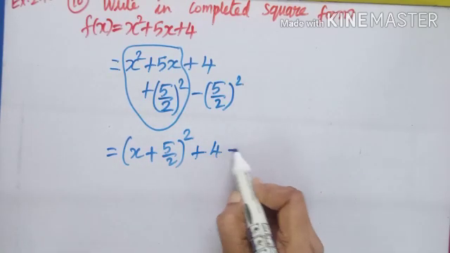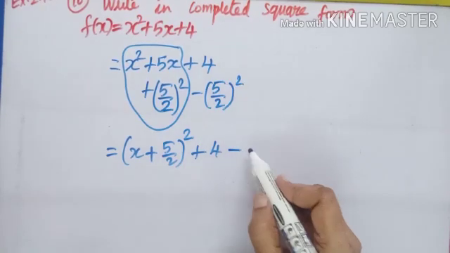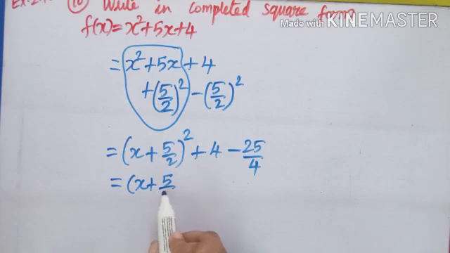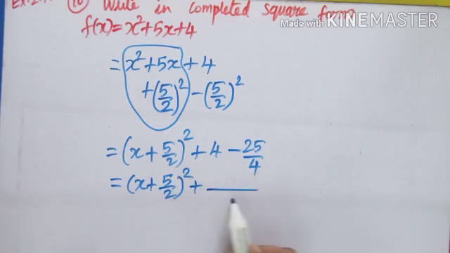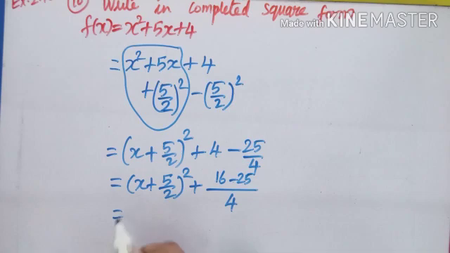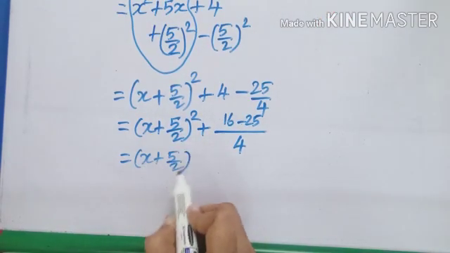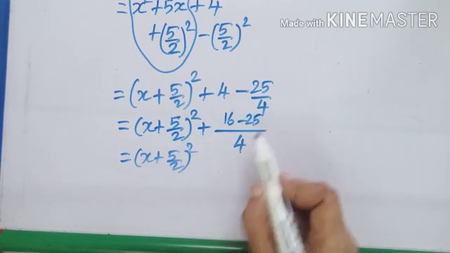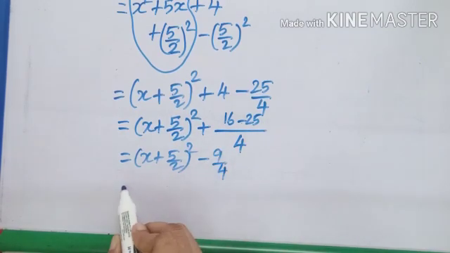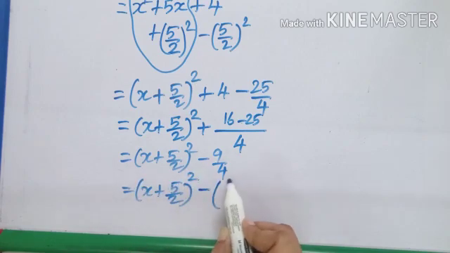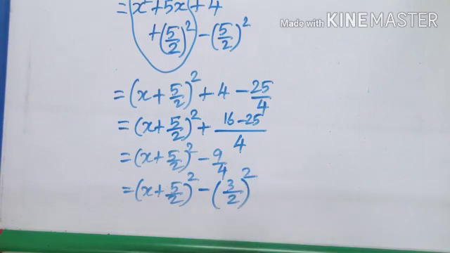Plus 4 minus, we have to add these two now. 25 by 4. Simplifying this, x plus 5 by 2 the whole square. 4 is the LCM, cross multiply. 16 minus 25. So this I write as x plus 5 by 2 the whole square. 16 minus 25 is minus 9 by 4. One more step, x plus 5 by 2 the whole square minus 3 by 2 the whole square.